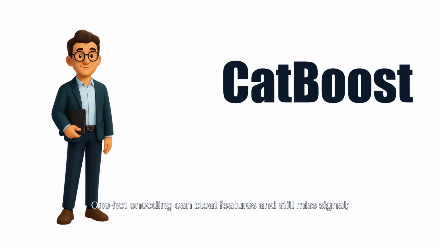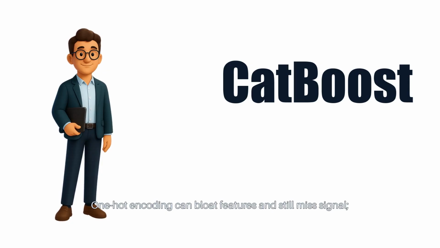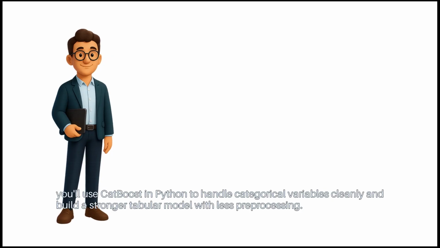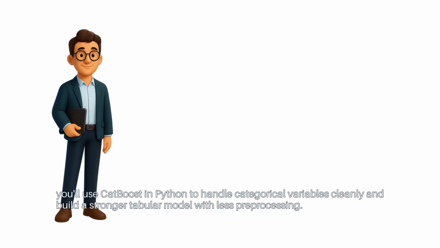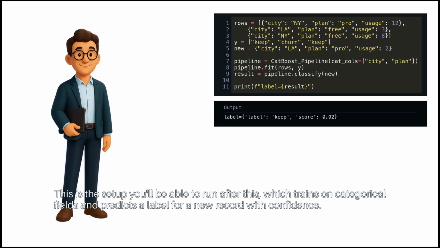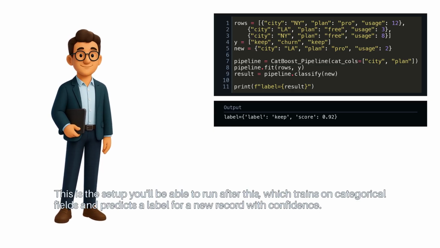One hot encoding can bloat features and still miss signal. You'll use CatBoost in Python to handle categorical variables cleanly and build a stronger tabular model with less preprocessing. This is the setup you'll be able to run after this, which trains on categorical fields and predicts a label for a new record with confidence.